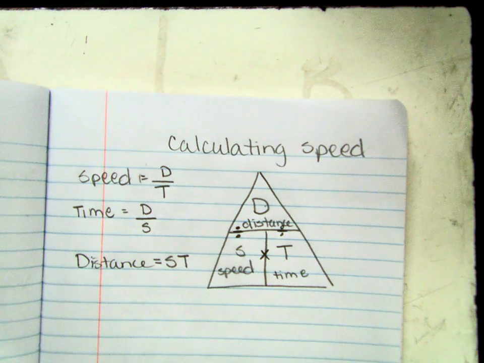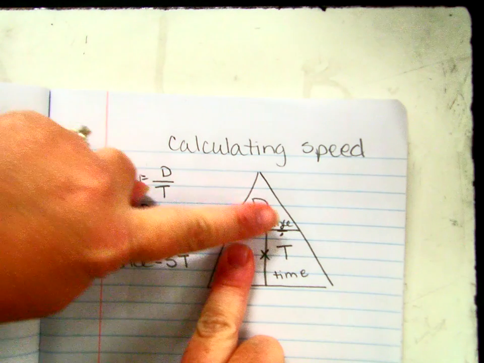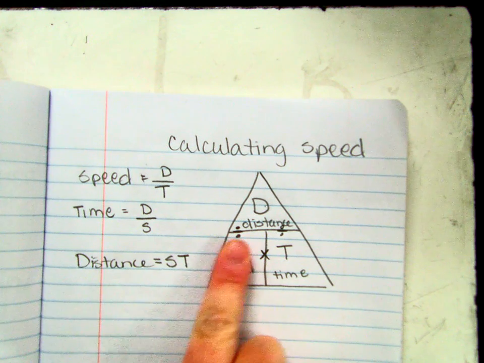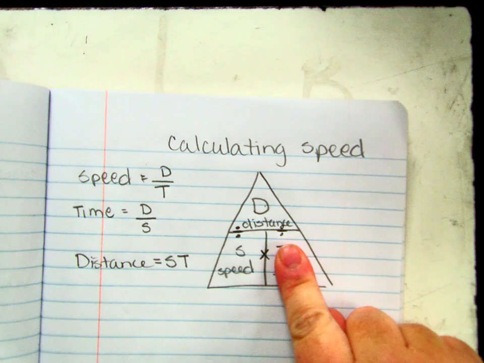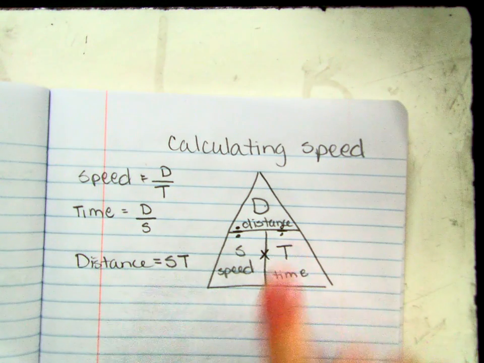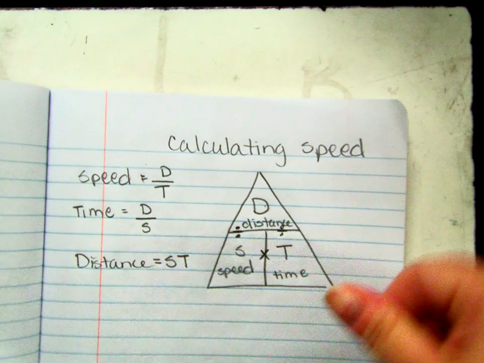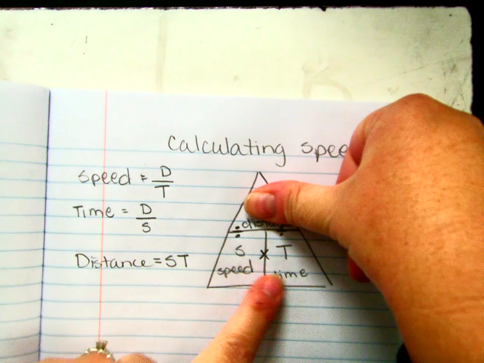So from my triangle, I can figure out all 3 of my equations. So again, if somebody said, how fast were they going? Cover up speed for fast, and you're left with distance divided by time. If somebody said, ooh, how long did it take you to get there? They're asking you time. Cover up the T, and you're left with distance divided by speed. And if somebody said, how far did you go? You're looking for distance, so cover it up, and you're left with speed times time.